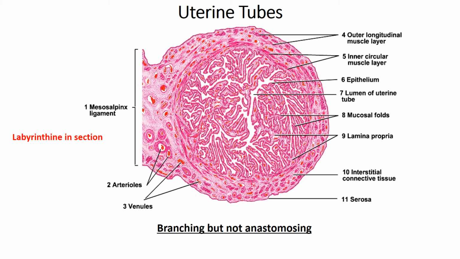If we follow the course of the fold, they only branch, not anastomosing with each other. This contrasts with the seminal vesicle, where there was a mucosal fold with a pattern which was branching and anastomosing. Here the pattern is branching, but not anastomosing. So because of this folding, the lumen is very much obliterated.